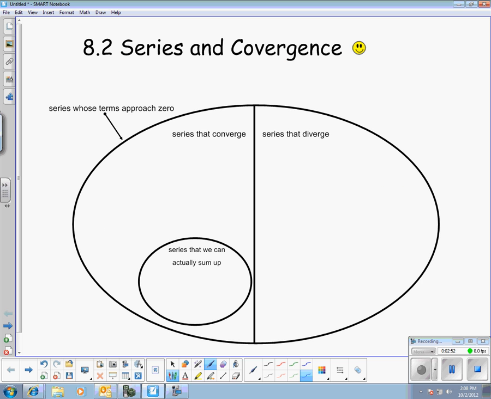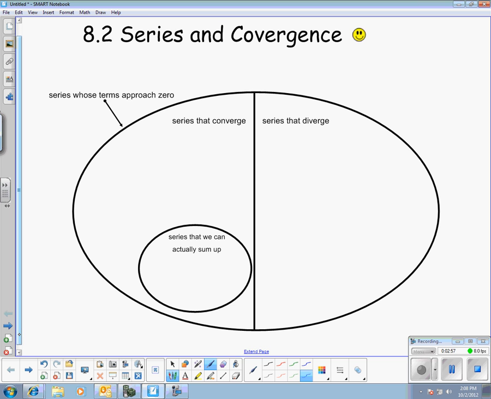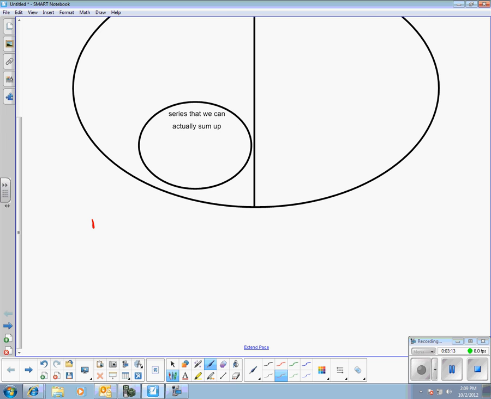So back to this Venn diagram. We're going to learn basically 3 rules today. And here's the most important one. Any series whose terms do not go to 0 will never converge, okay? So somewhere outside of your bubble, write nth term test for divergence.